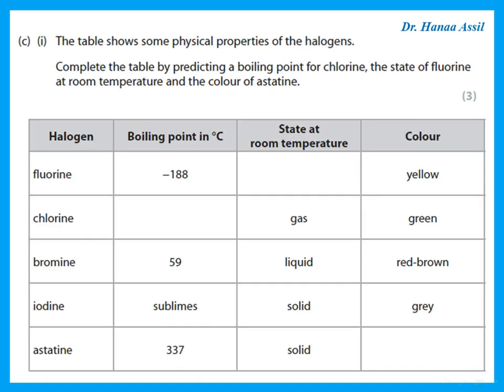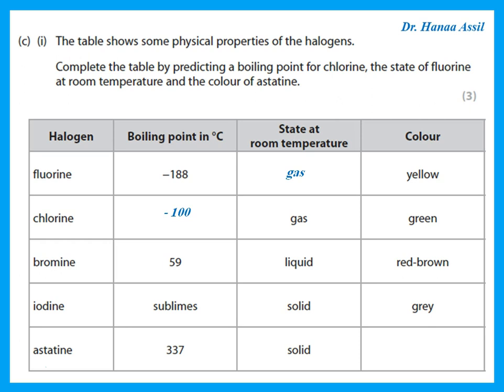The table shows some physical properties of halogens. Complete the table by predicting the boiling point for chlorine, the state of fluorine at room temperature, and the color of astatine. So let's start with fluorine. What is the state of fluorine at room temperature? You should know that fluorine is a gas. Now, chlorine, what do you think would be its boiling point? Well, its boiling point is anything between 59 and minus 188, so something in between could be around, for example, minus 100.